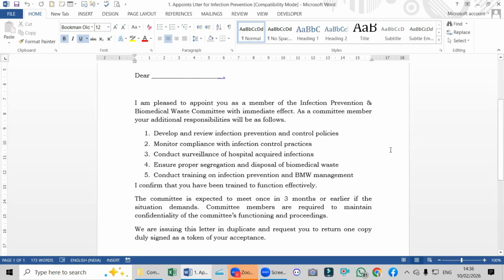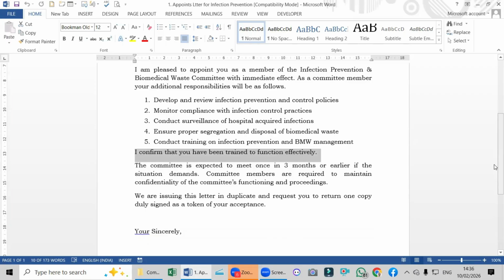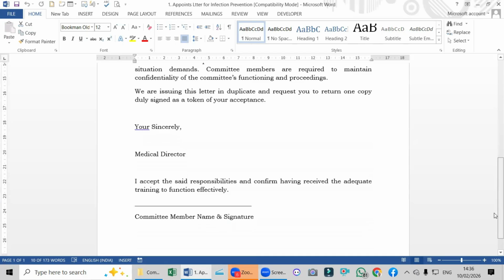And what's your job role? Develop and review infection prevention, and so on. These are your job roles. And I confirm that you have been trained to function effectively. The committee is expected to meet once in 3 months or earlier. We are issuing this letter in duplicate and request you to return one, so the employee will sign here as a committee member and keep one copy with her or him and keep one copy with you, which can go in their personal record.